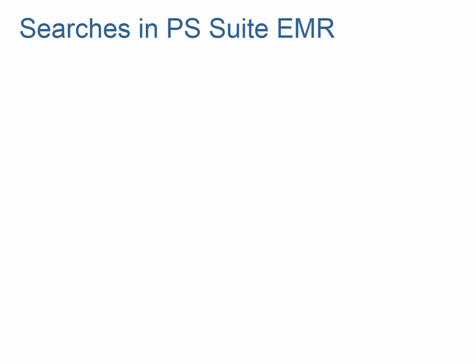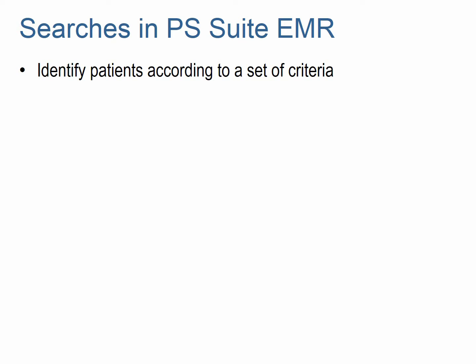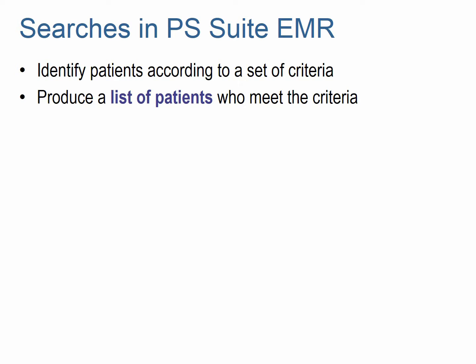So how can searches help us do this work? Well, searches are a means of identifying patients according to a set of defined criteria. That's the first step in the workflow. The search will look through the record of all patients in your practice and will produce a list of just the patients that meet those criteria. That list can then be reviewed by a clinician to ensure the right patients have been identified.